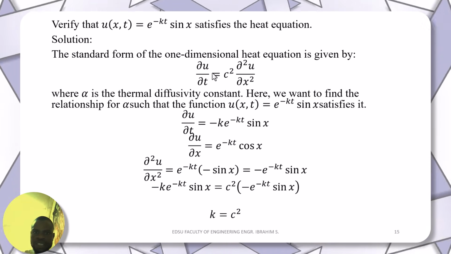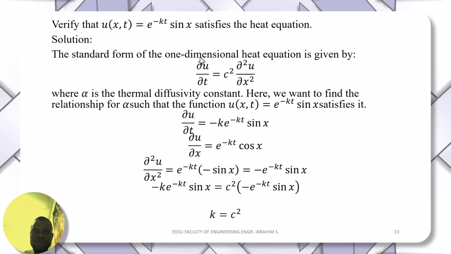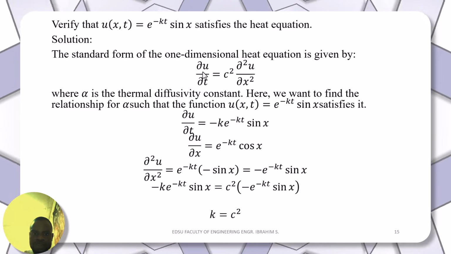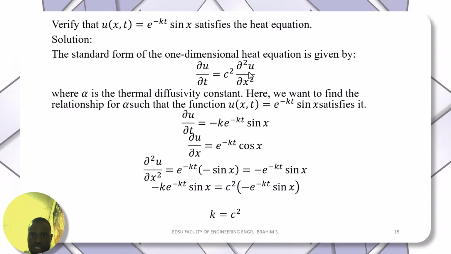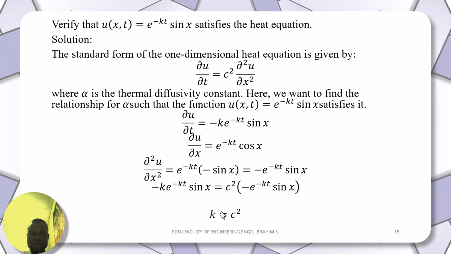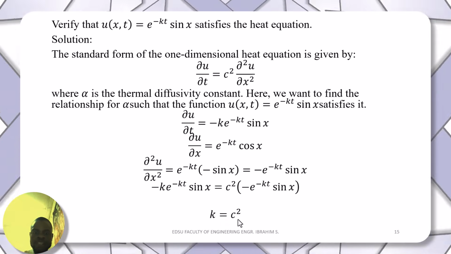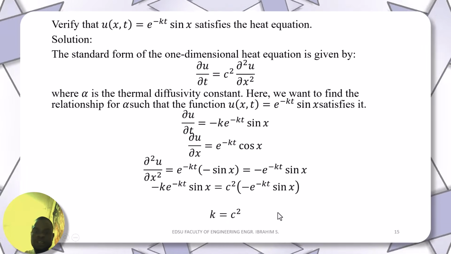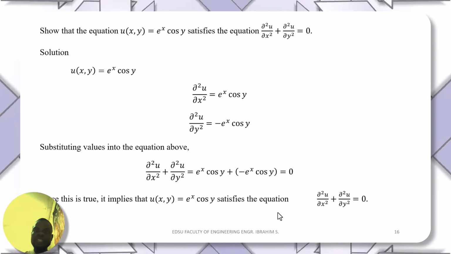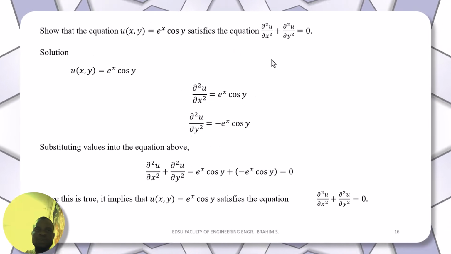What you do now, the next thing is just to substitute the values you have. Remove this, put the value you have for this, which is this, right? Then remove this, put the value you have for this. You equate them, you see that k equals what? c squared. So because of that, you see it satisfies what? The equation. Because you are saying that it's the same thing, it satisfies the equation.